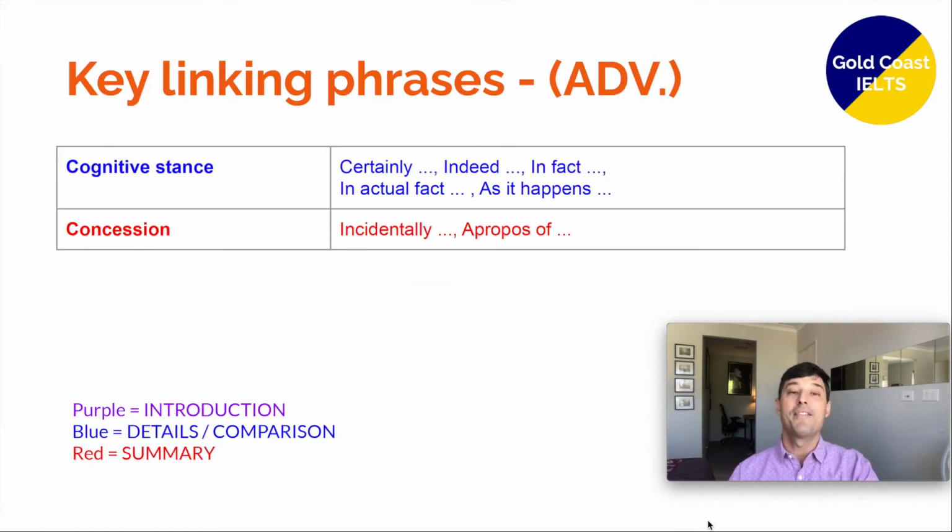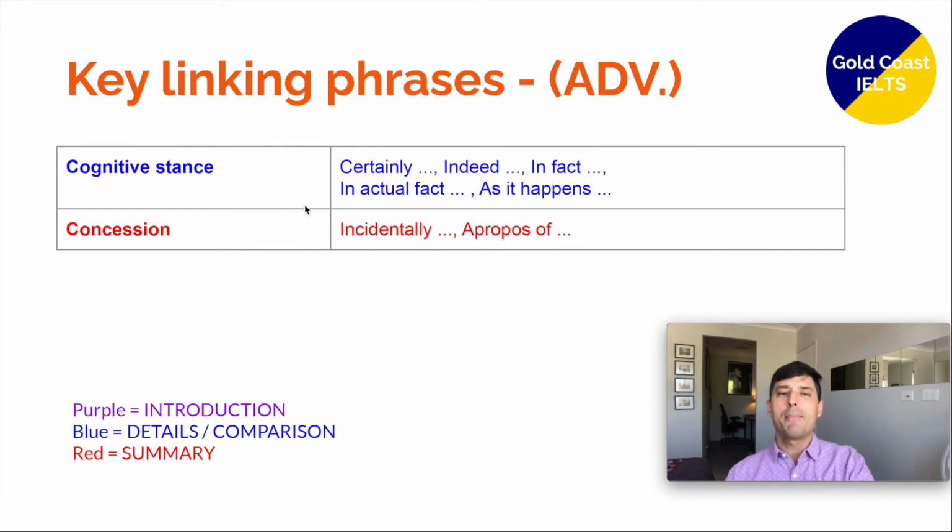Okay, so here are some advanced linking phrases. We can use cognitive stance phrases, which means your ideas about the information or the data. And we can use concession phrases, which add something extra, maybe in opposition to something, or explaining something in a little more detail. So for cognitive stance, you could say certainly, indeed, in fact, in actual fact, and as it happens. For concession, you could say incidentally or apropos of.